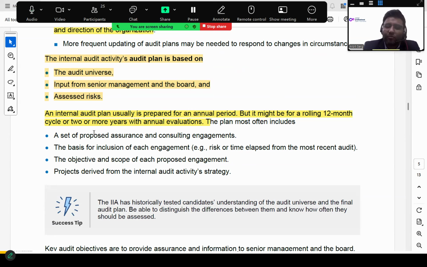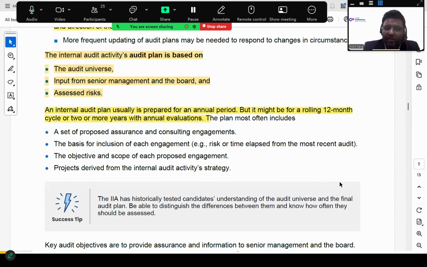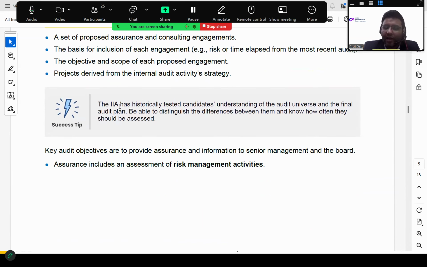Evaluation. The plan most often includes a set of proposed assurance and consulting engagements, the basis of inclusion of each engagement, risk of time lapse from the most recent audit, the objective and scope of each proposed engagement, and the projects derived from the engagement activity strategy. So again, people, the IIA has historically tested candidates' understanding of the audit universe and the final audit plan, to be able to distinguish the difference between them and know how often they should be assessed.